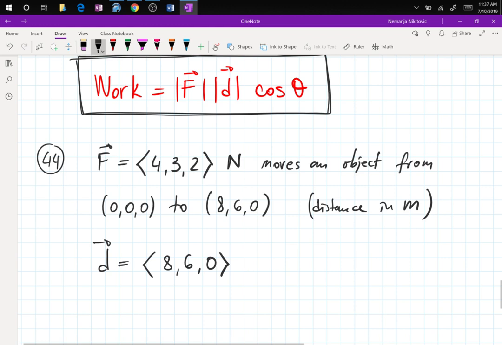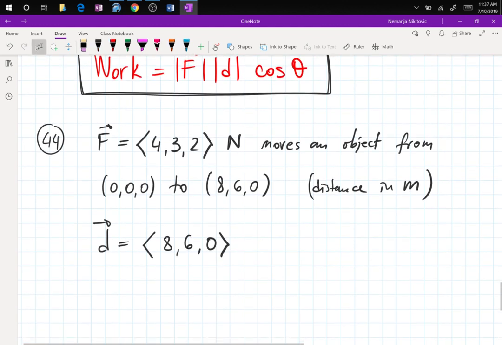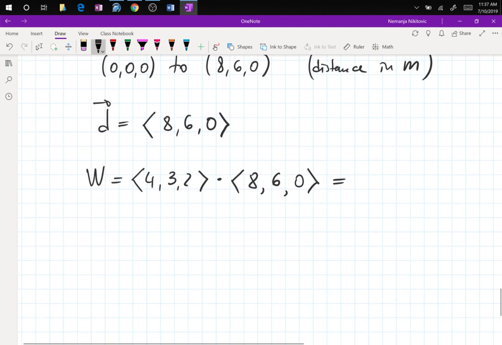We are going to work out the dot product between these two, and then we can also find the angle if we want to. So work is going to be the force vector 4, 3, 2 dotted with the distance vector. Now, I did not give you the formula to multiply these 3D vectors, but guys, you can extrapolate it. You just need to multiply these and add them, right?